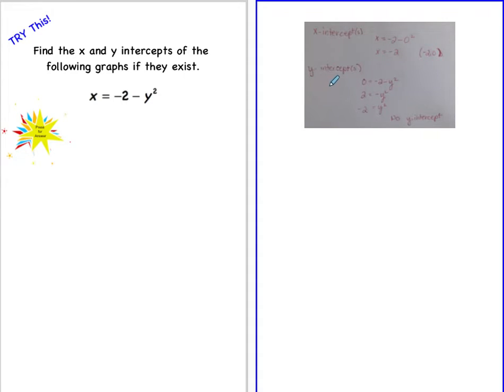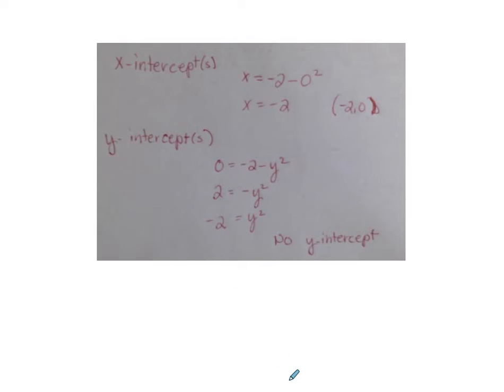To find the y-intercept, I plugged in 0 for x, and I solved for y. Now you can see that y squared is equal to -2, and therefore there are no y-intercepts because we are dealing with real numbers.